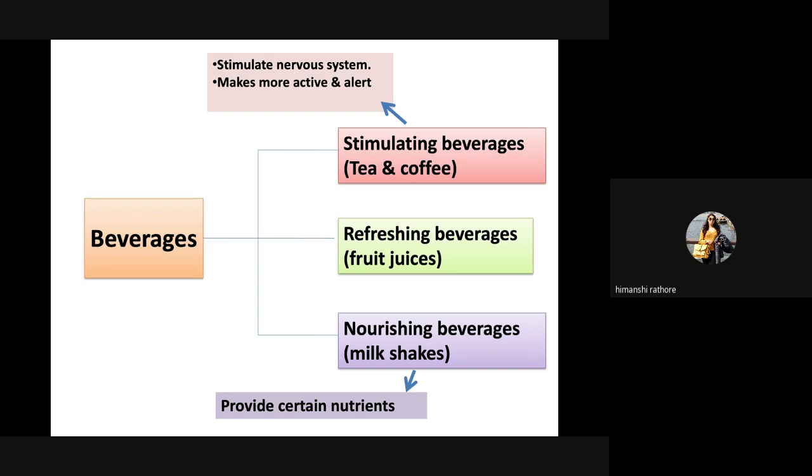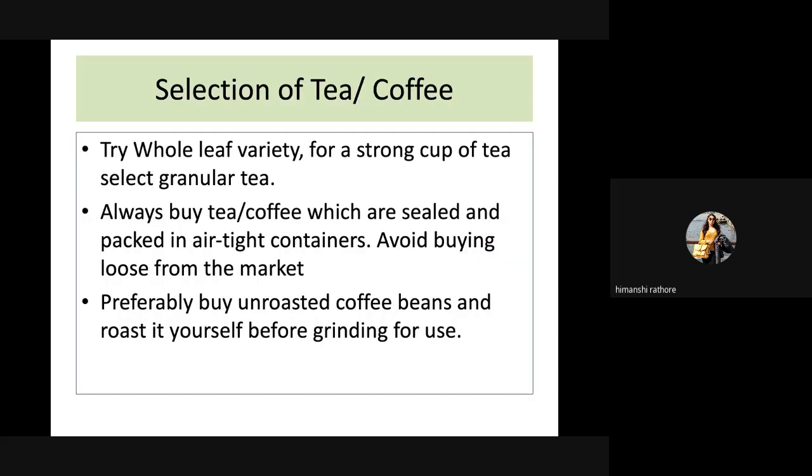called carbonated drinks, under which Coca-Cola, Pepsi, Thums Up and 7 Up come, and they just provide you some sort of energy. After talking about the categories of beverages, now there are certain points that you have to keep in mind while selecting tea and coffee.